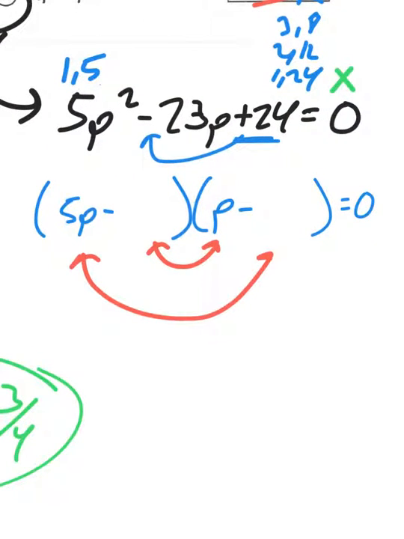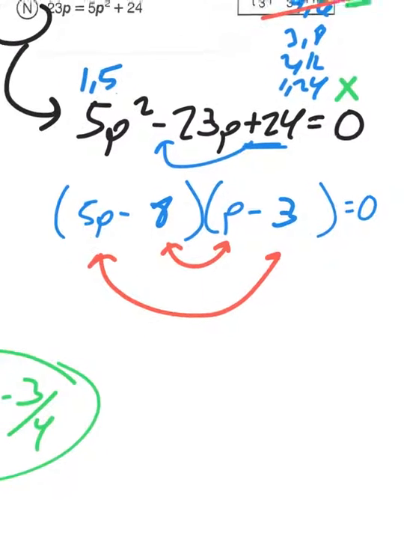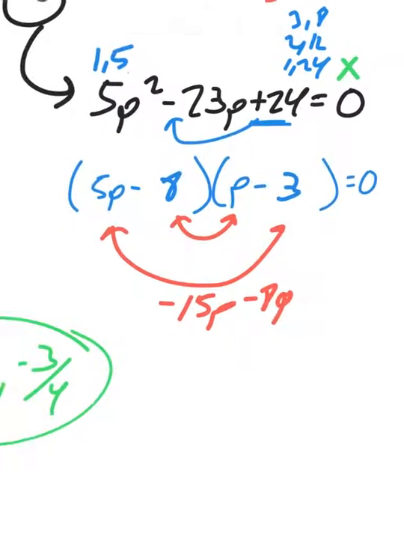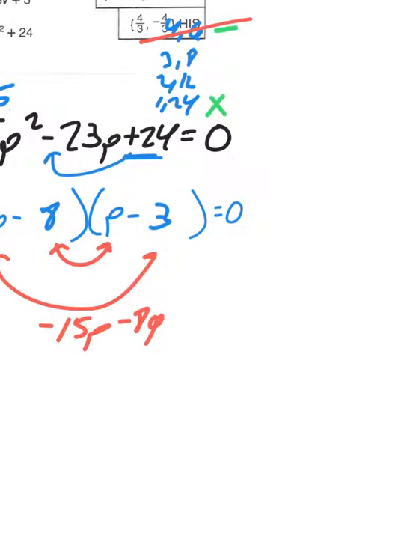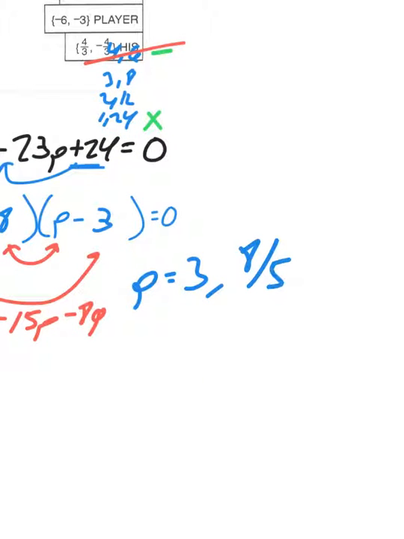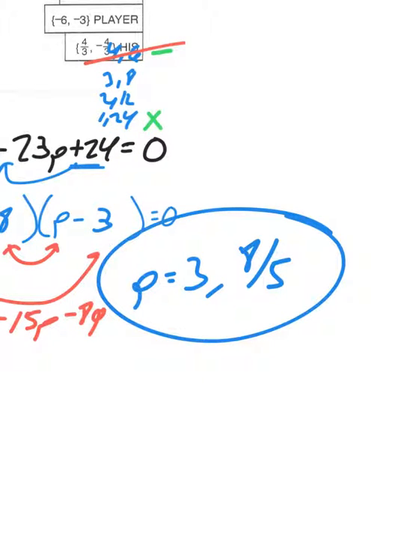So 3 and 8. Let's try 3 and 8 here. How about 8 and 3? I'm going to look as I just kind of eye it up. I think this might be the one. 5 times 3 gives me 15, so negative 15p. And then 8p, yep, those two add to negative 23. There we go. So we got to try a couple, but we found the combination that works. P equals 3 and 8 over 5 for my two combinations.